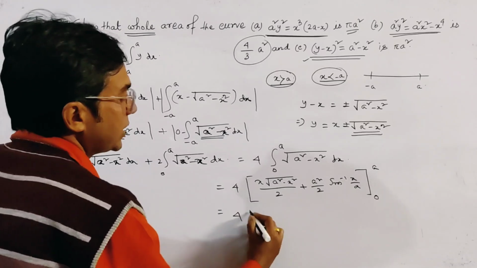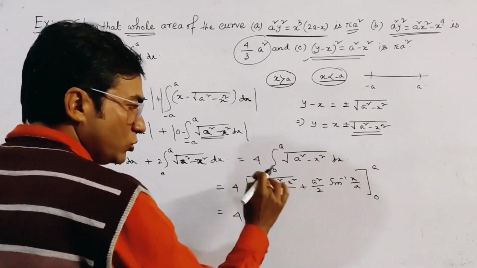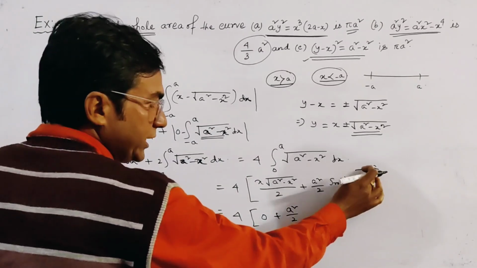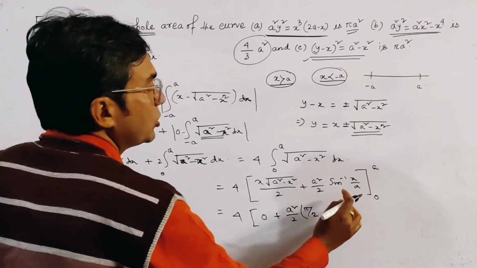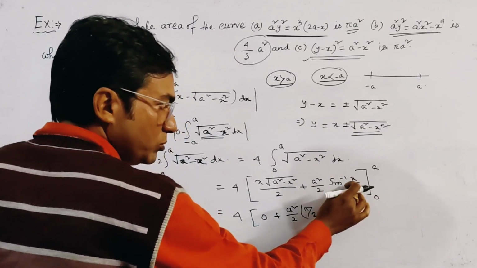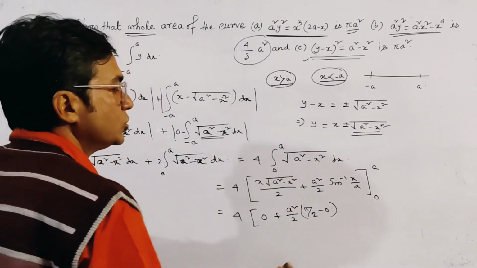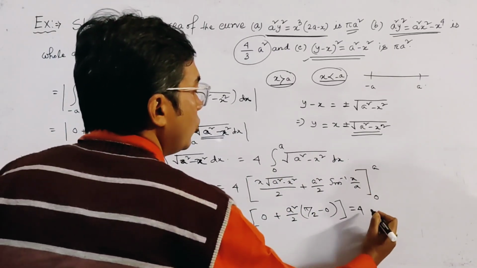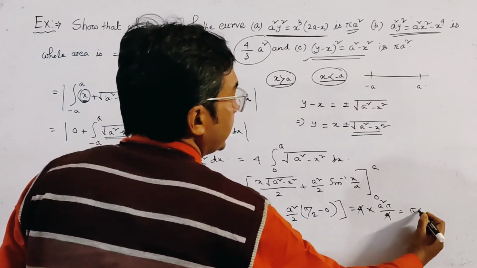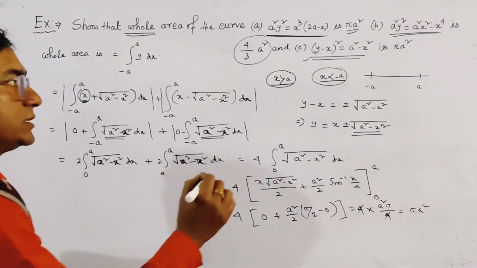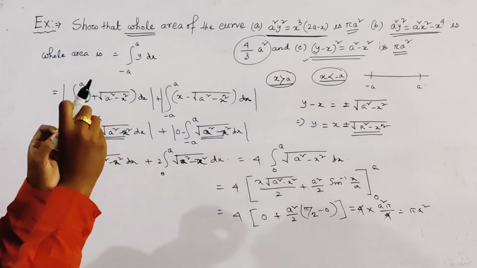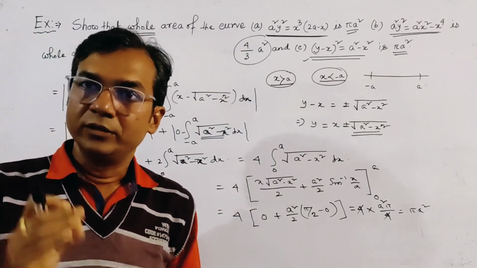From the first term, putting the values a and 0, both give 0. From the second term we get a square by 2; putting a we get pi by 2, because this is sine inverse 1, and for the lower limit 0, sine inverse 0 is 0. So we get the answer 4 into a square into pi by 4. The 4 cancels out, so we get the answer pi a square. This is the complete solution of the 3 problems. Thank you for watching.